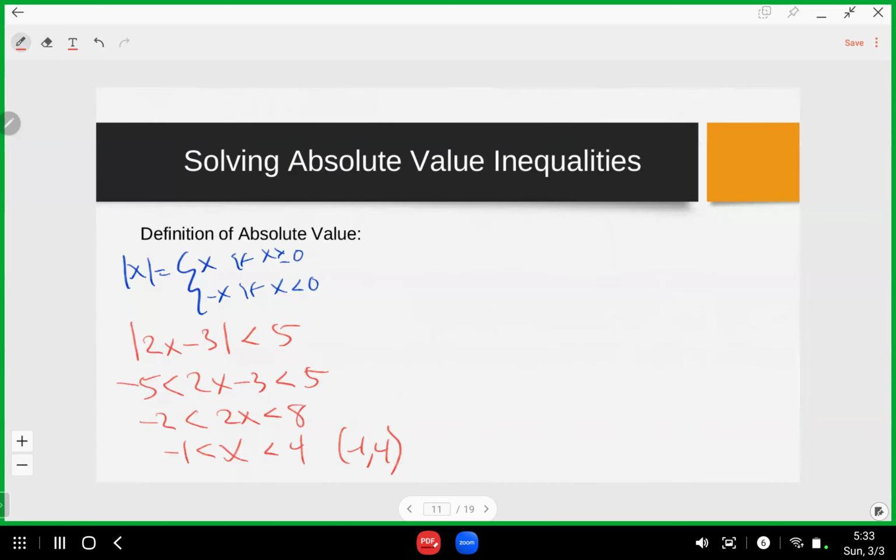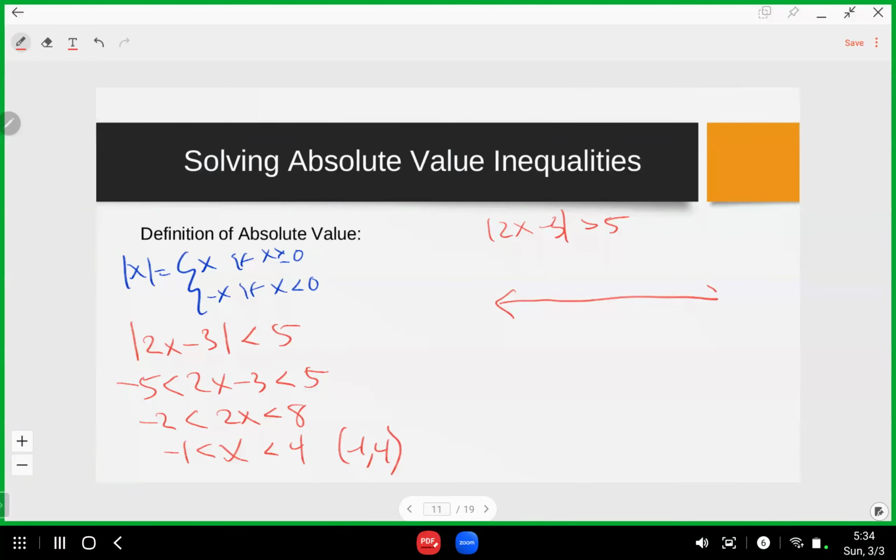So what about if it's greater than? Then you can turn it into an "or" inequality. It's greater than 5, right? So what happens when the absolute value of something is greater than 5? If you plug in 6 and you take the absolute value, it is greater than 5. If you take the absolute value of negative 6, it is also greater than 5.